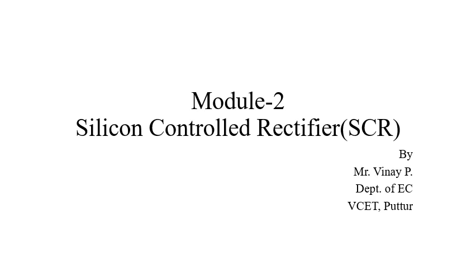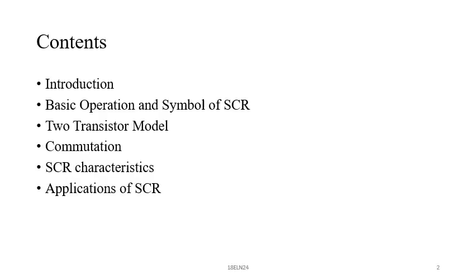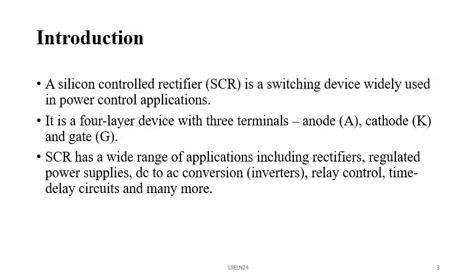So in the last session we discussed the introduction to the SCR. The SCR is a 4-terminal, 3-junction device. The 4 layers are indicated as P-N-P-N. It has 3 terminals: anode, cathode and gate.